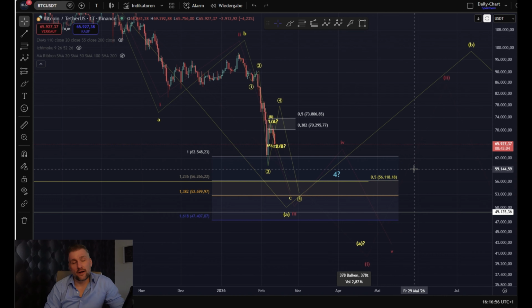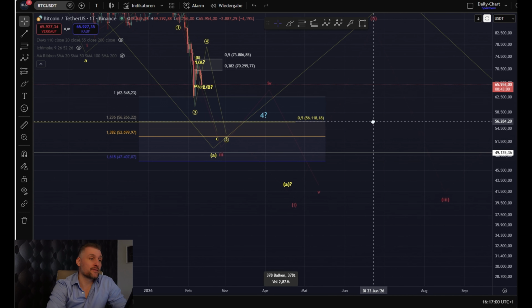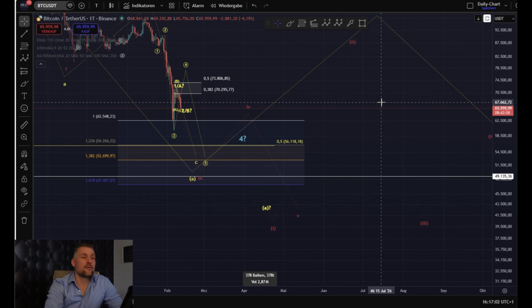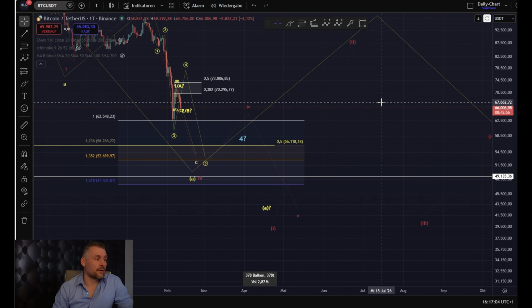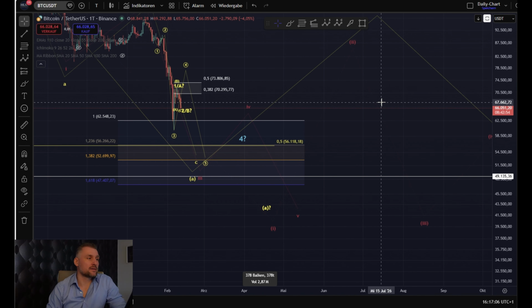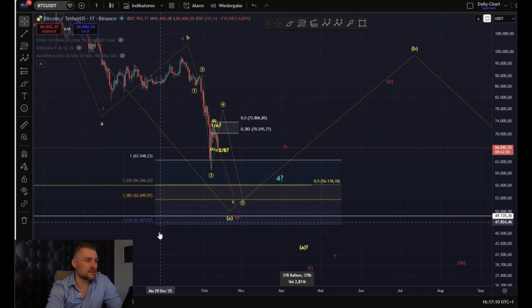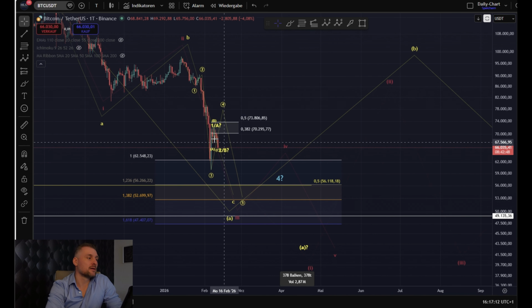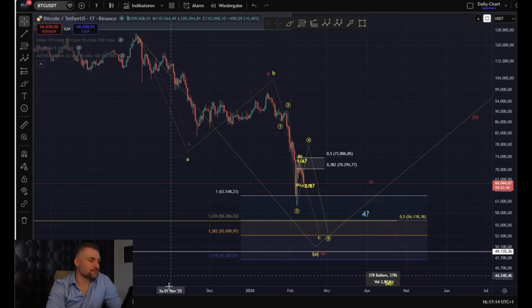If we get 5 waves down, then we expect a corrective 3-wave structure to the upside, followed again by a corrective structure to the downside. But as long as we hold 3 waves to the downside, we can expect an upside momentum.